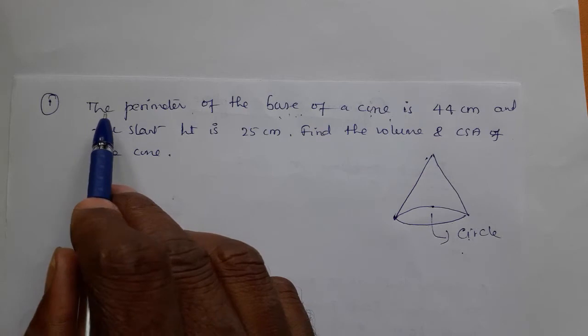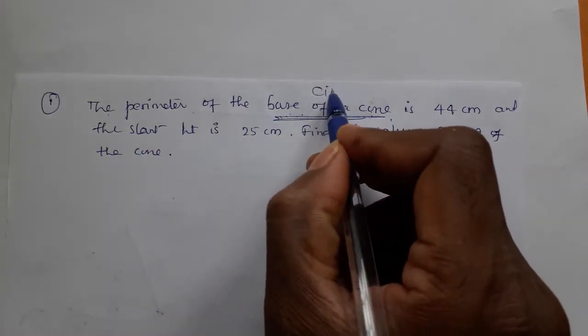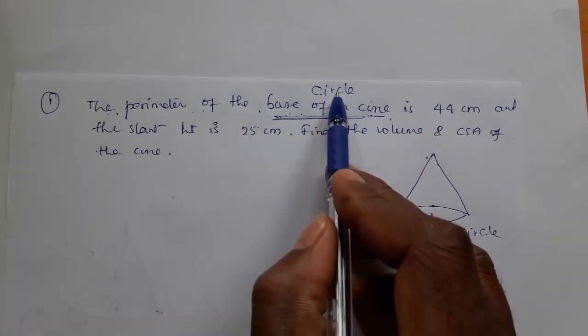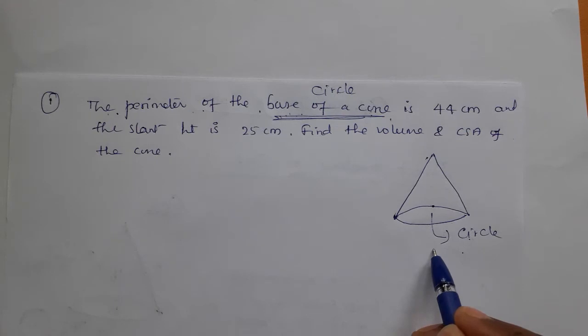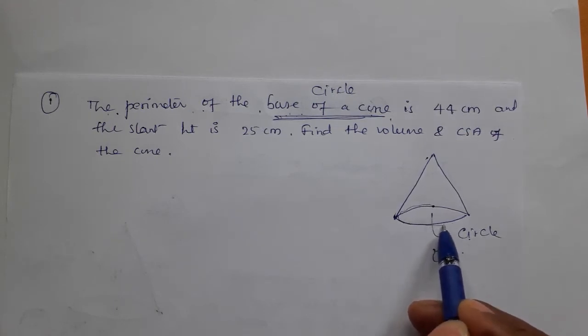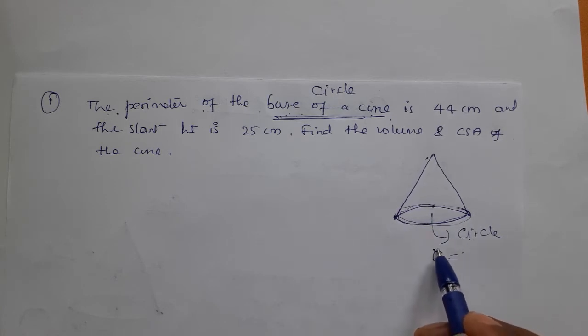So we can read it like this: the perimeter of the circle, because the base of the cone is nothing but a circle. The perimeter of the circle is nothing but the circumference of the circle. This outer line is called the perimeter. For a circle, perimeter and circumference are the same. Circumference is 2 pi r.